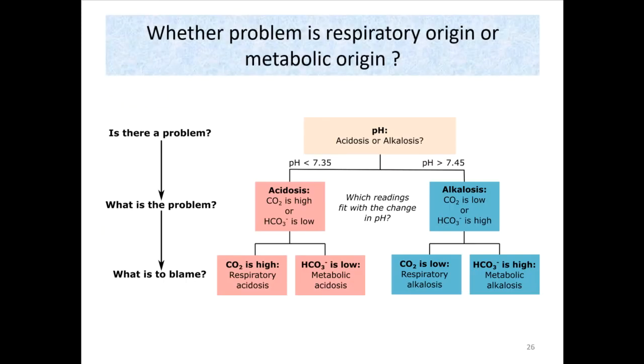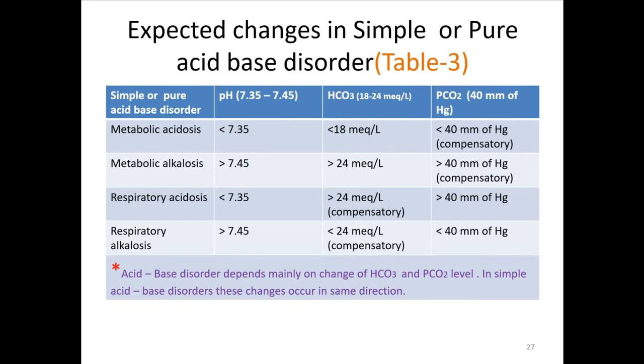Whether the problem is of respiratory origin or metabolic origin. Expected changes in simple or pure acid-base disorder, Table 3. Normal: pH 7.35 to 7.45, HCO3 18 to 24 mEq/L, PCO2 40 mmHg. Metabolic acidosis: 7.35, 18 mEq/L, 40 mmHg, compensatory. Metabolic alkalosis: 7.45, 24 mEq/L, 40 mmHg, compensatory.